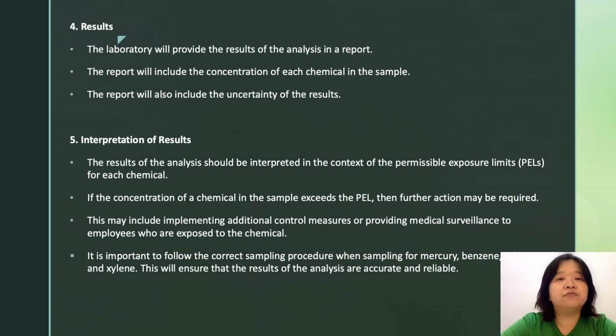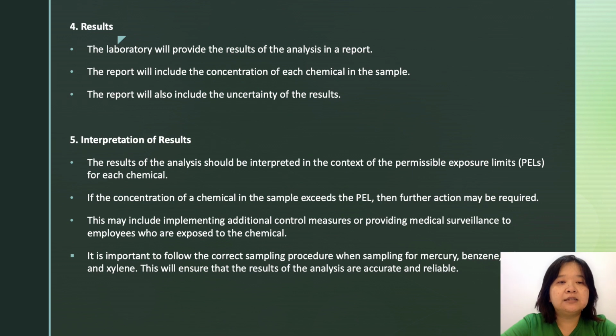Number 4 is result. So every time when we send samples to the lab, they will provide us the result, and also they will include the concentration of each chemical in a sample, and also they will include the uncertainty of the result. Number 5, interpretation of the result.